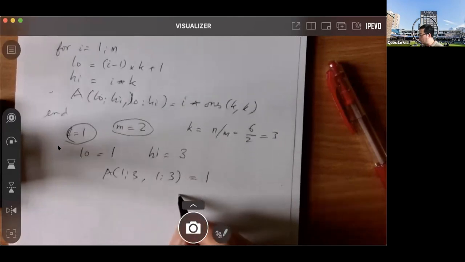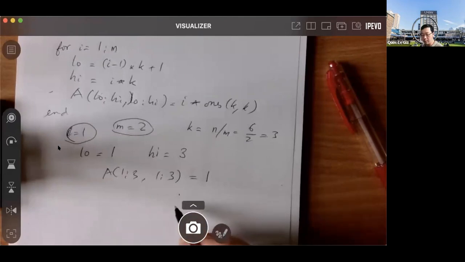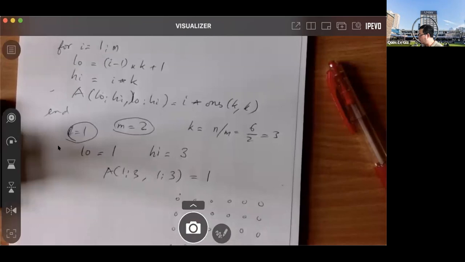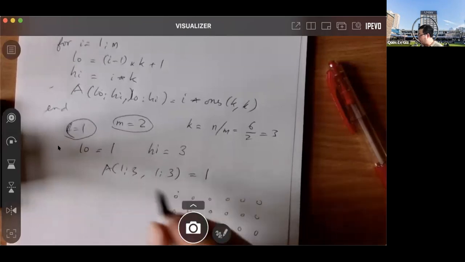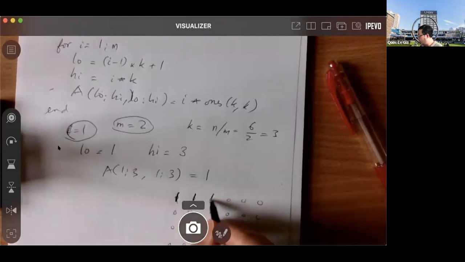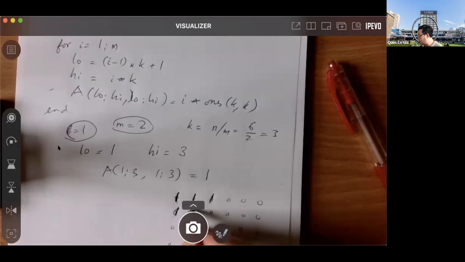So you see the matrix A looks like this. You have n by n, this is 6 by 6. You have 1 2 3 1 2 3 here, and so on. Essentially, 1 to 3 is here, so you just make it 1. So this is the first block.